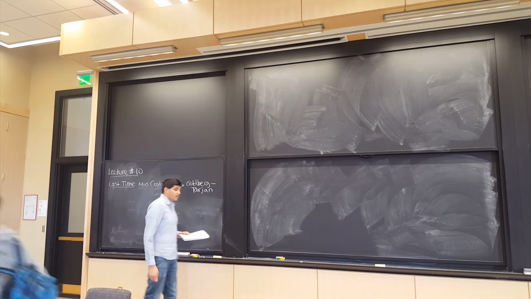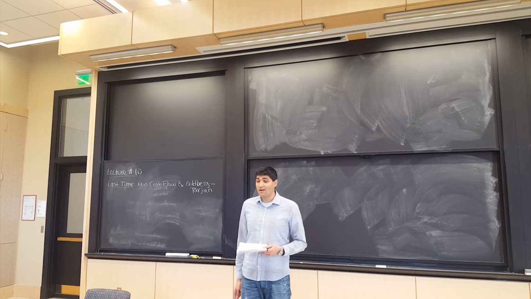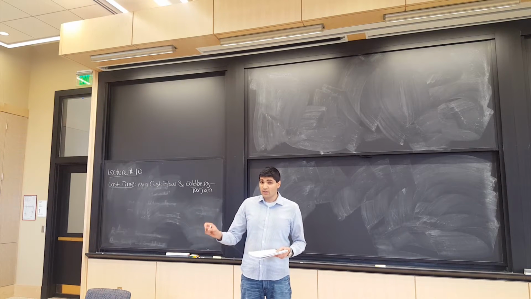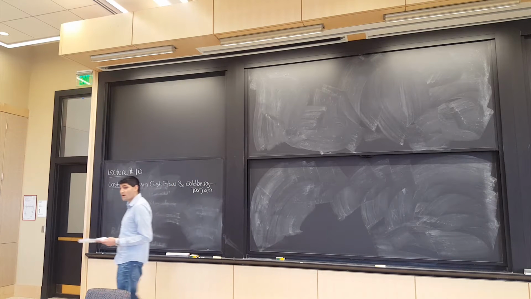So last time we talked about min-cost flow and the Goldberg-Tarjan algorithm. Just as a reminder, we had this issue with lemma 3 last time. So I sent out an email with the corrected thing. It's also in the notes. So come talk to me if you still have questions about it.